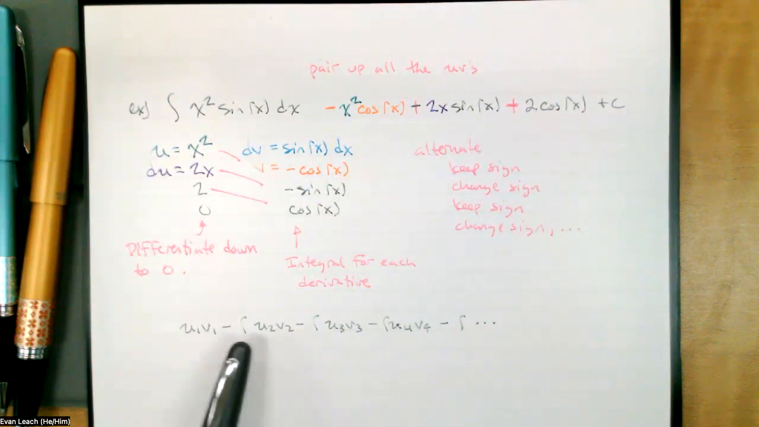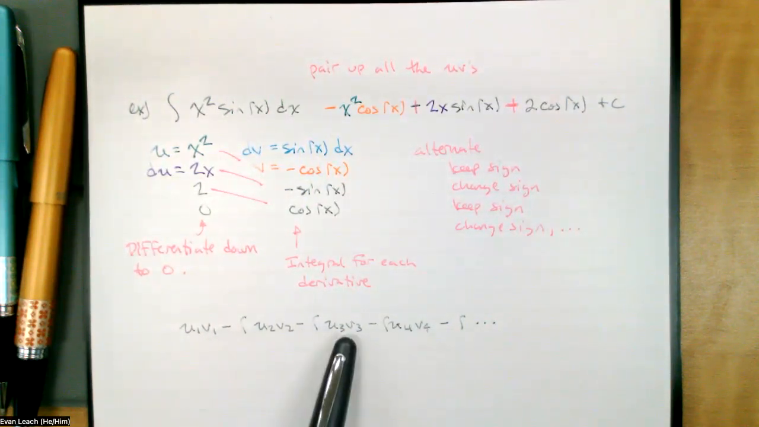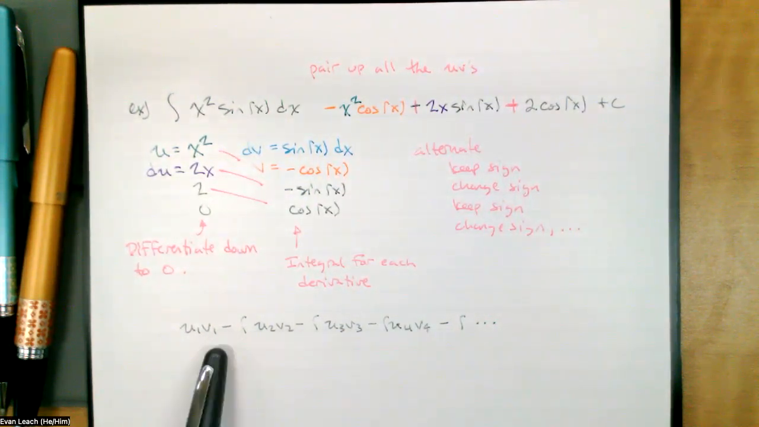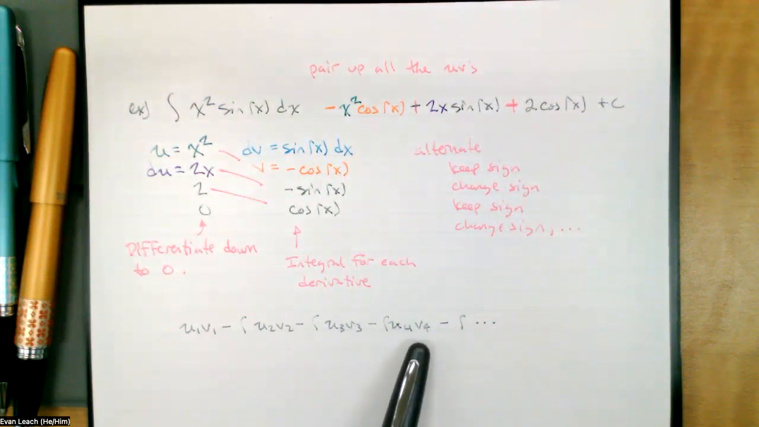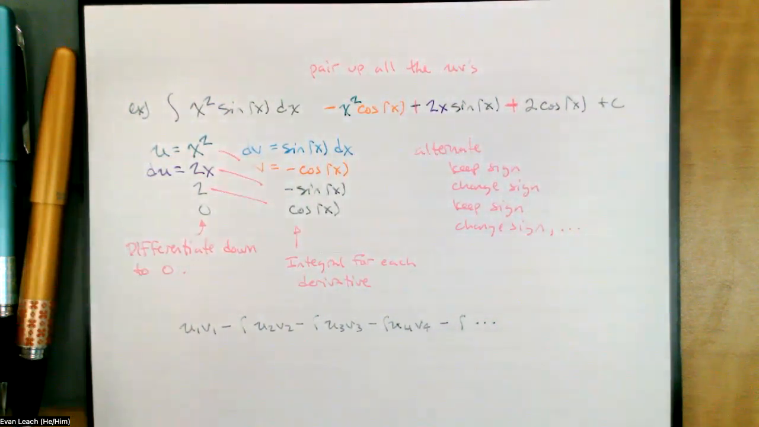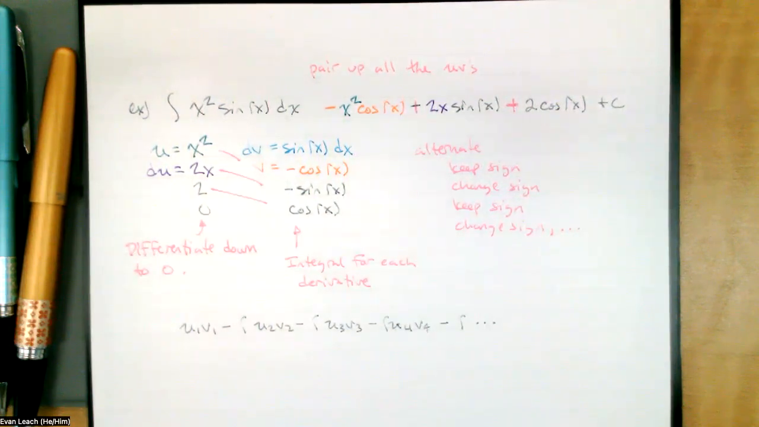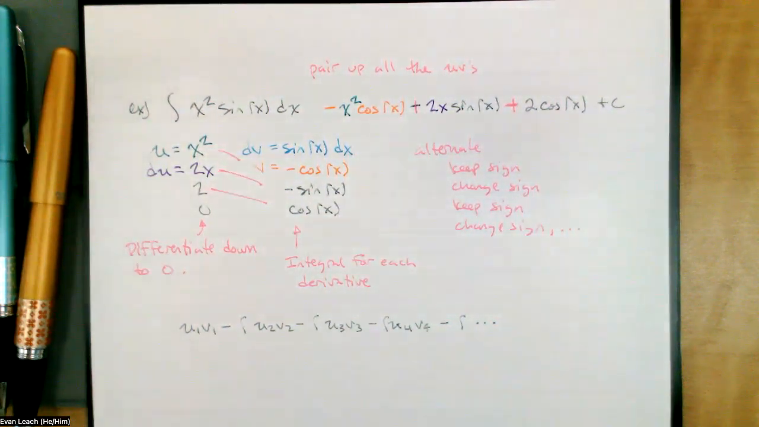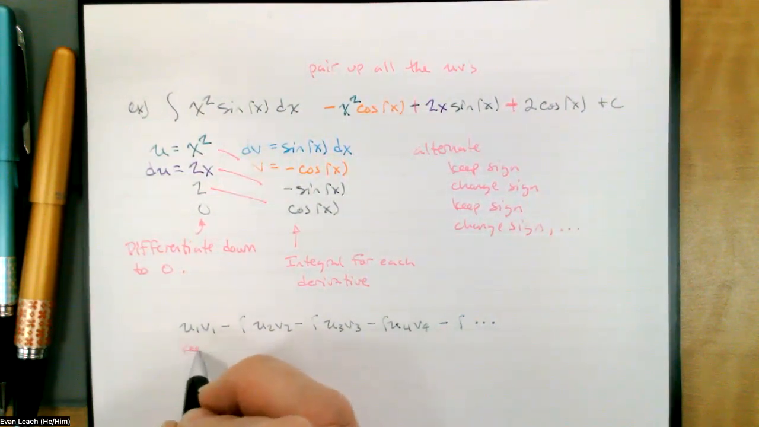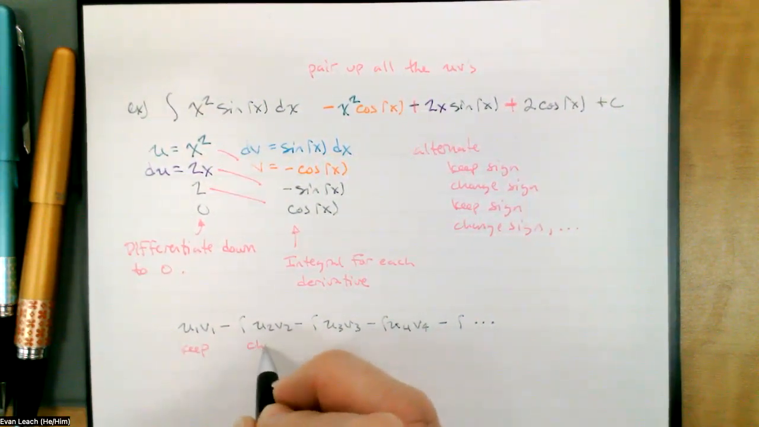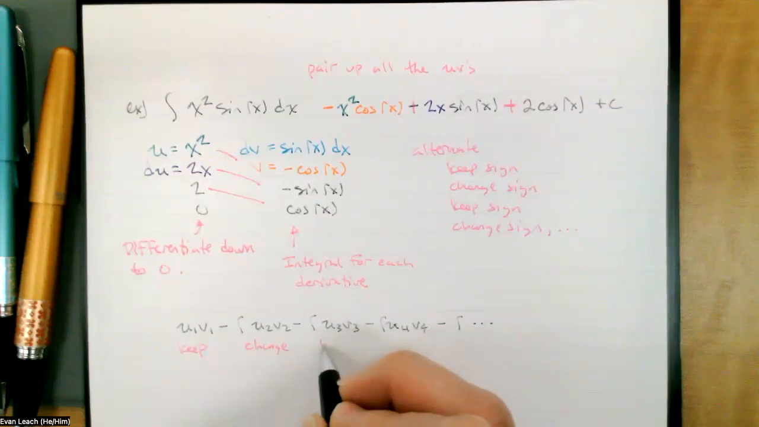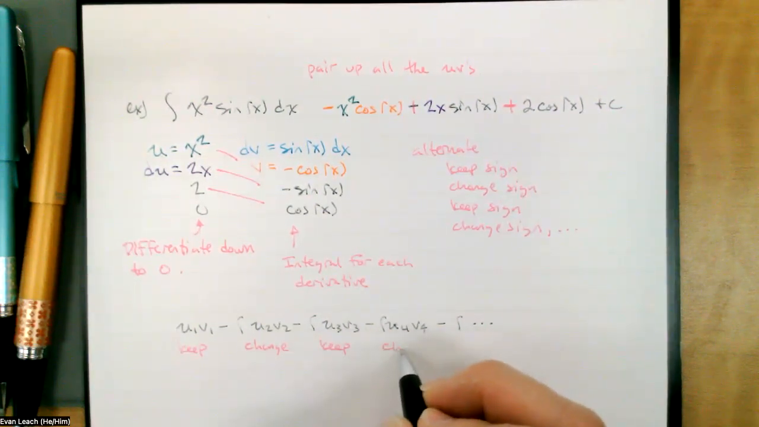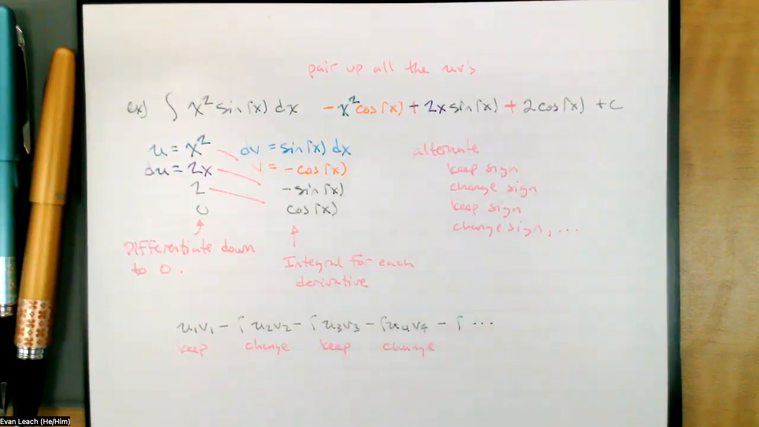So the U2 V2 gets to change the sign. U3 V3 has 2 negatives, so we keep it. U4 V4 will have 3 negatives, so we change it. So this one gets a keep. This one gets a change. This one gets a keep. This one gets a change. And so on.